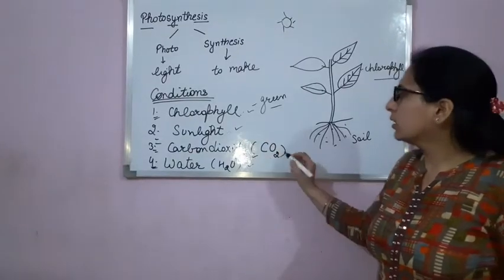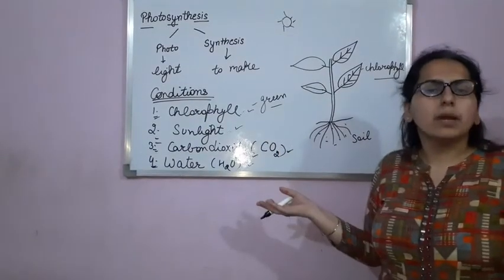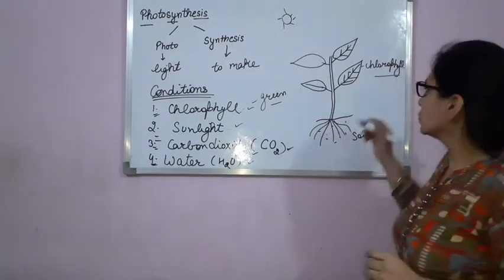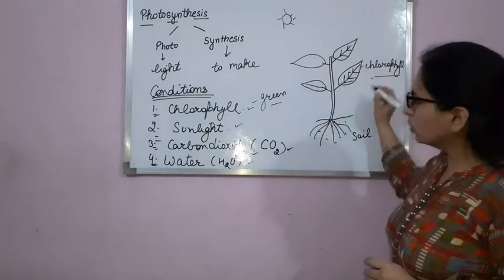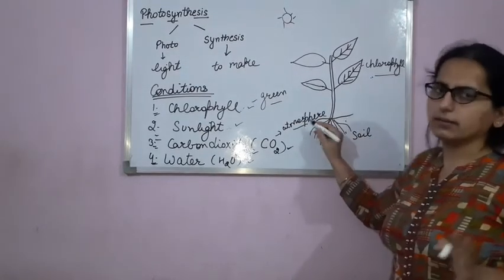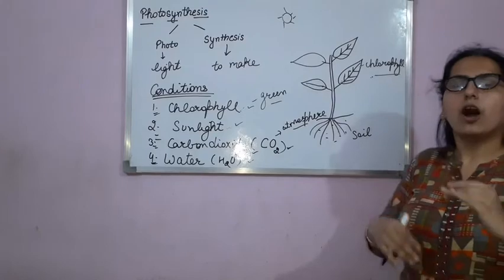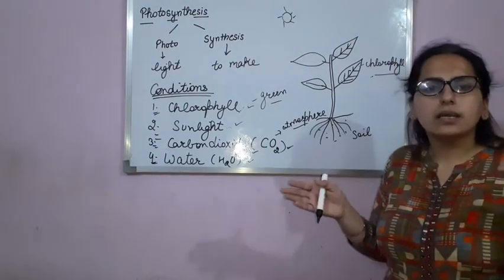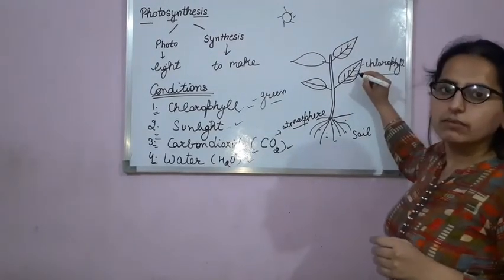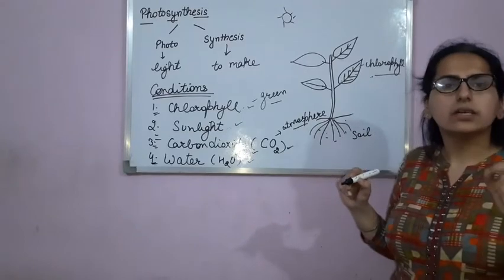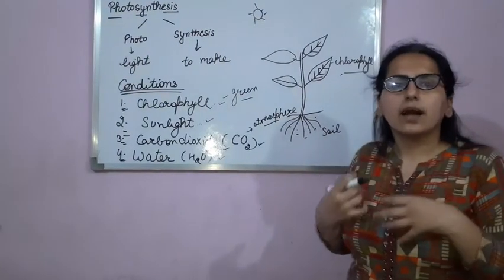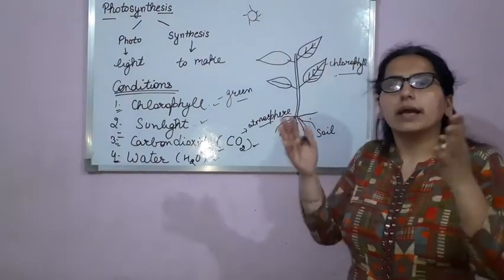Okay? Now third, CO2. From where the plant will take CO2? Obviously from the atmosphere, right? Now, how will it take? The answer is with the help of stomata. Leaves have stomata. With the help of stomata, leaves can take carbon dioxide from the atmosphere.